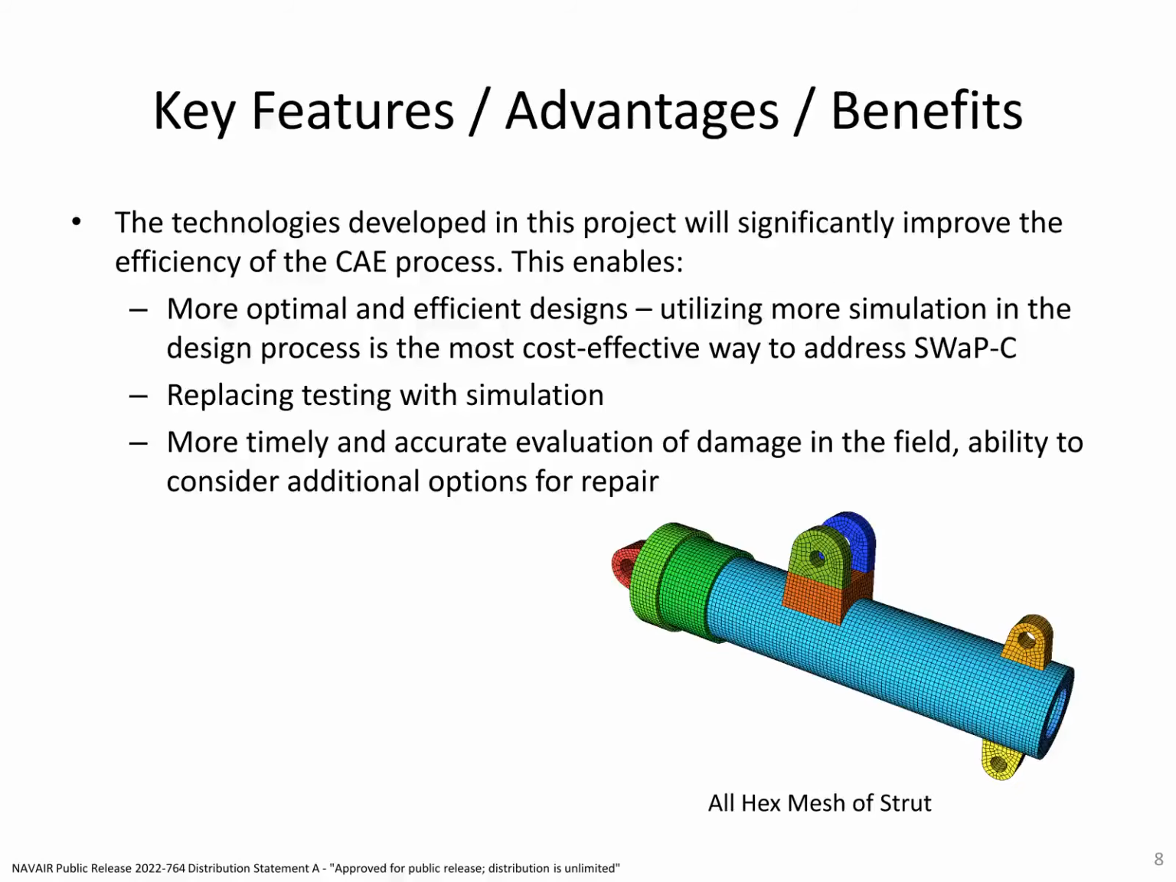So the advantage to doing all this work is to improve the overall efficiency of the computer-aided engineering process. And as mentioned, this applies to the entire life cycle of products, from design to testing, replacing testing with simulation, and getting a better understanding of failures during the life cycle of the product, as well as determining the best ways to mitigate those failures. Increasing the efficiency of this process reduces costs at every step of the product lifecycle.